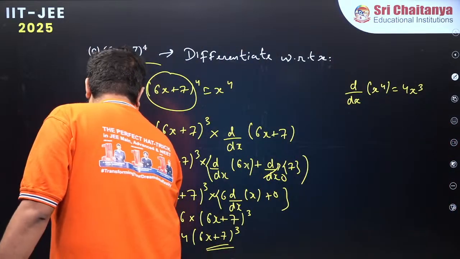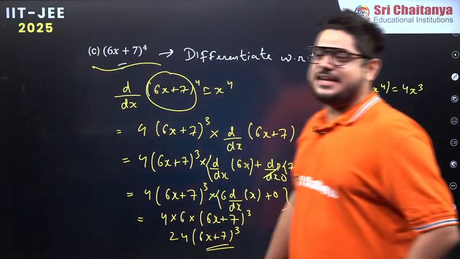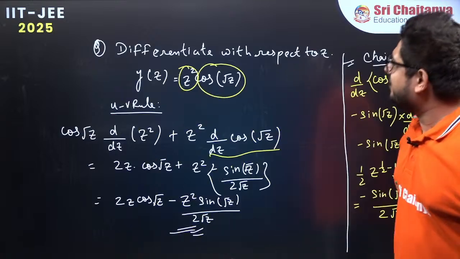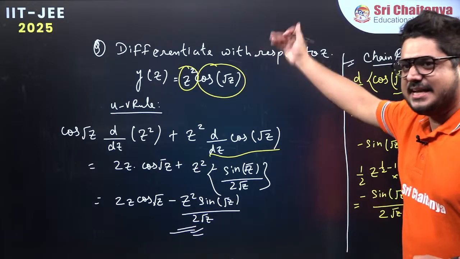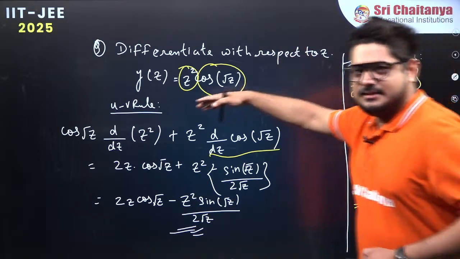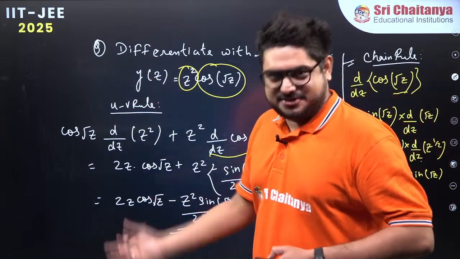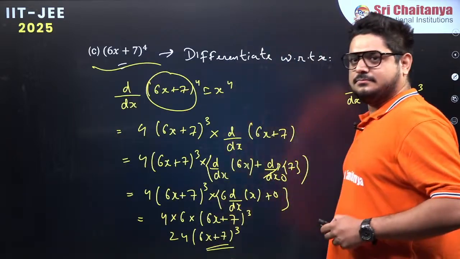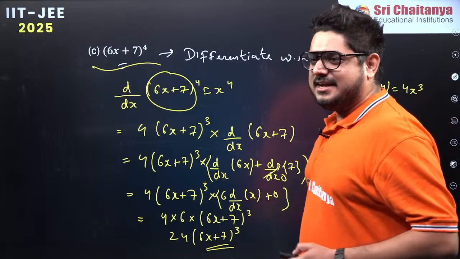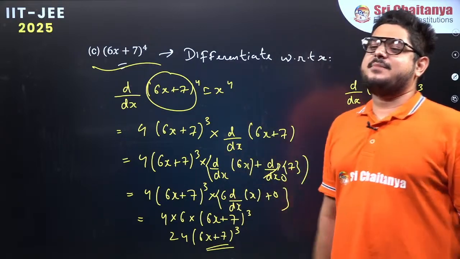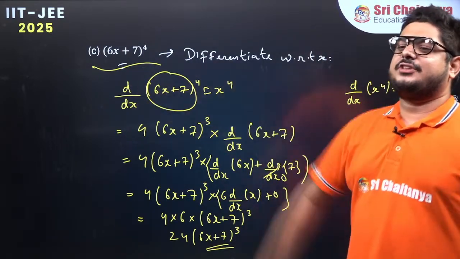This is chain rule. This is a simple version of chain rule, and I just mixed UV rule with chain rule in the question which I gave to you in the previous minutes of this lecture session. Okay? If you understood it, give me a thumbs up. Let's move to the next question then.